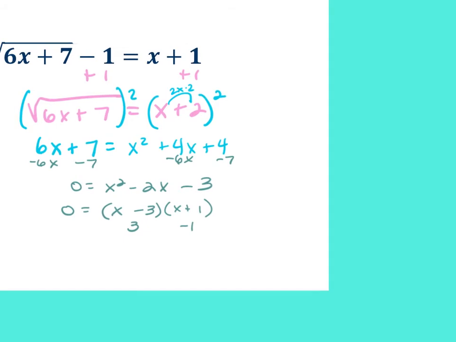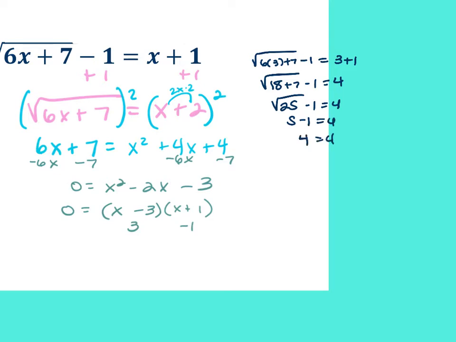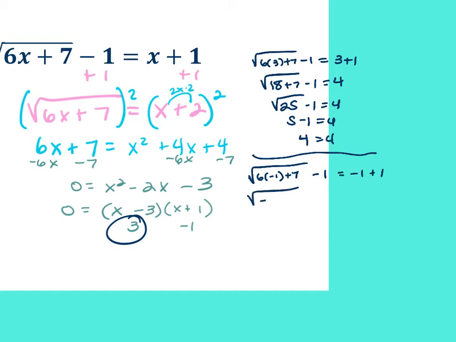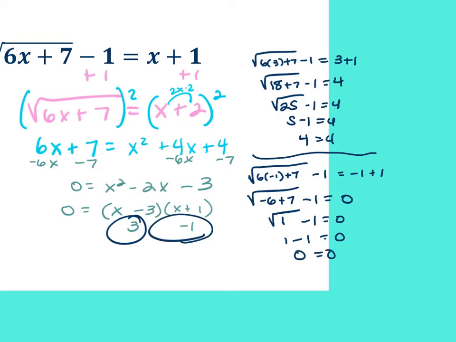Now we check. So square root of 6 times 3 plus 7 minus 1 equals 3 plus 1. 18 plus 7 minus 1 equals 4. 25 minus 1, 5 minus 1, 4 equals 4. I get to keep the 3. Check the negative 1. 6 times negative 1 plus 7 minus 1 equals negative 1 plus 1. Negative 6 plus 7 minus 1 equals 0. Square root of 1 minus 1, 0 equals 0. This is the first time, but it will happen. I get to keep them both.